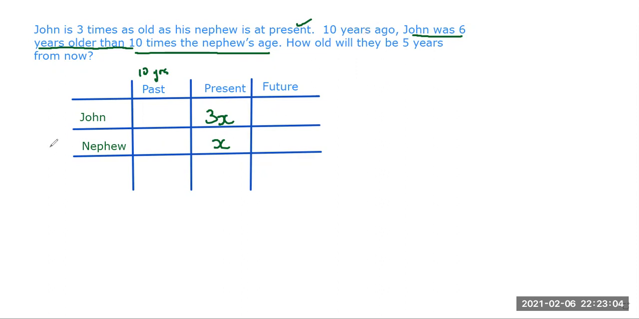So let's use the nephew's age as a base again, just as we did with the X. Whatever age the nephew is now, 10 years ago the nephew's age would have been 10 less than his current age. I write it as X minus 10. Since the nephew was X minus 10, we were told that the uncle, John, was 10 times the nephew's age. This was the nephew's age 10 years ago, X minus 10.